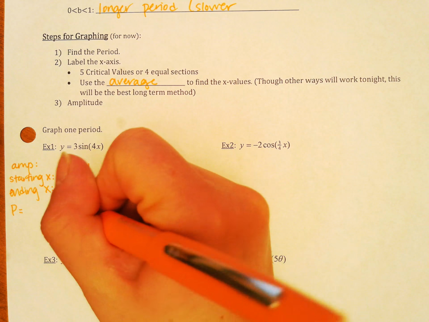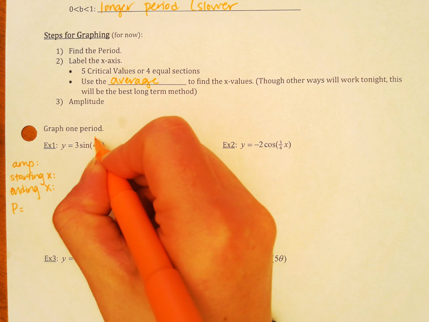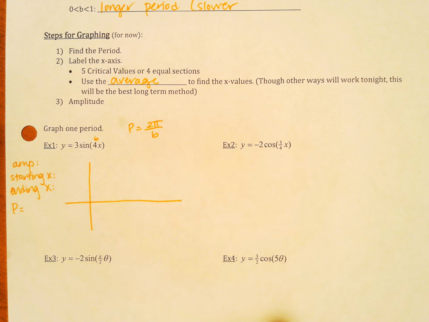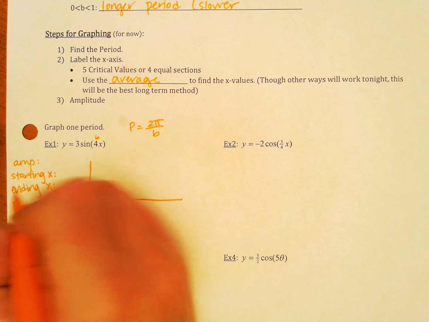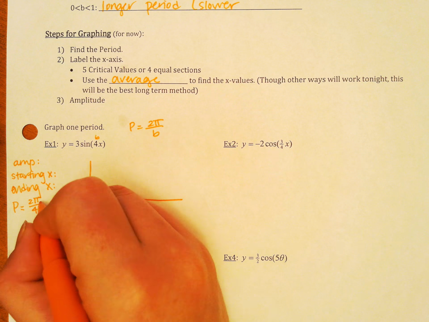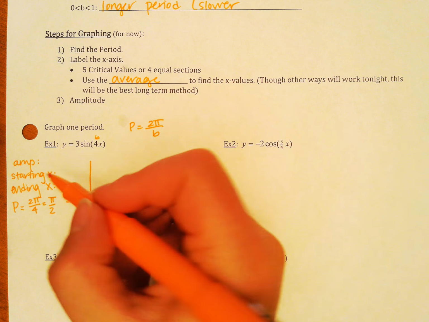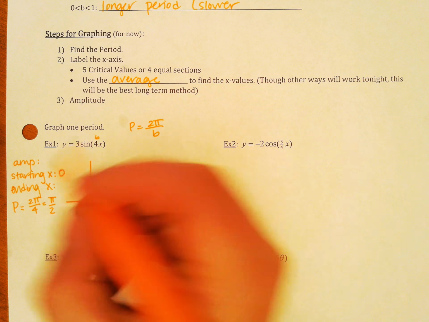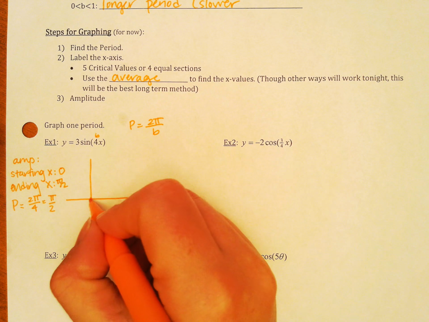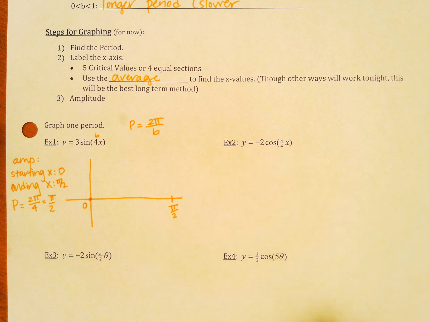So we have kind of 4 different things right now that we're keeping track of as we find our graph. Okay, so our period is 2 pi over b. That's how we find that. So our b value is 4, so 2 pi over 4 is our period length, which if we reduce that down is pi over 2. So our starting value right now for sine is 0, and then our ending value is going to be the end of our period, which is pi over 2. So we're going to start here at 0 and then end at pi over 2.